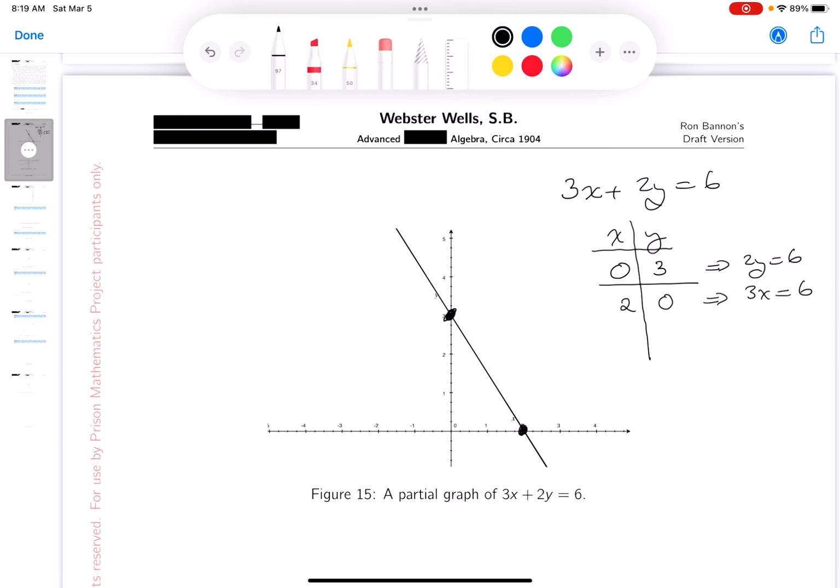I got my line now. I can put little arrows on that line indicating it goes on forever. And we're done. That's all we have to do. Again, I recommend you get graph paper.